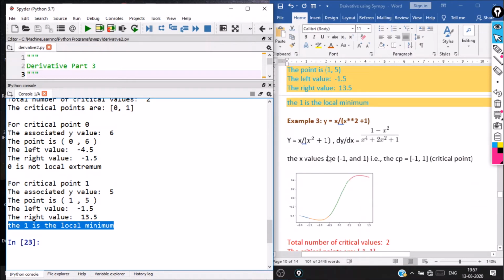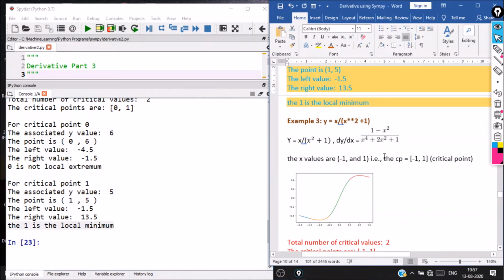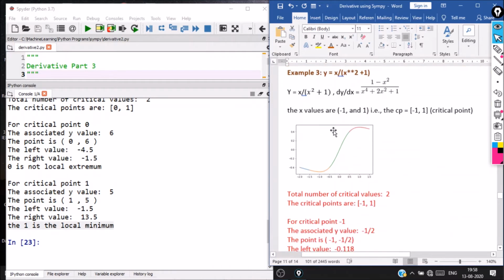Say y is equal to x square plus 1. So dy dx is this. The x values are minus 1 and 1, so the critical points are minus 1 and 1. This is our graph. The total number of critical points is 2. Here we can see this is one point and this is another point.